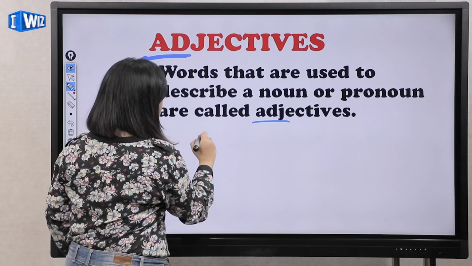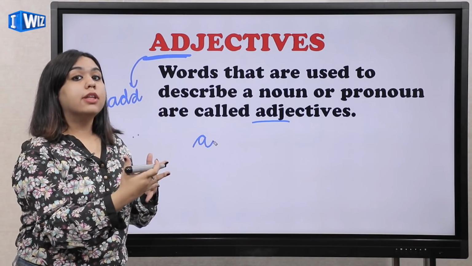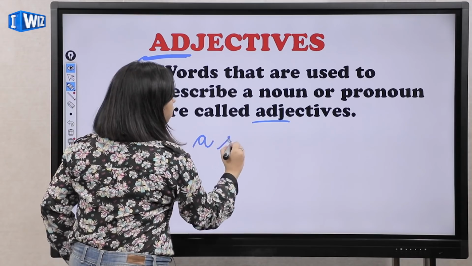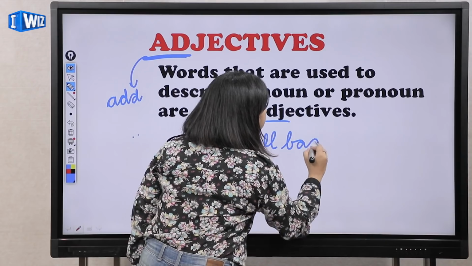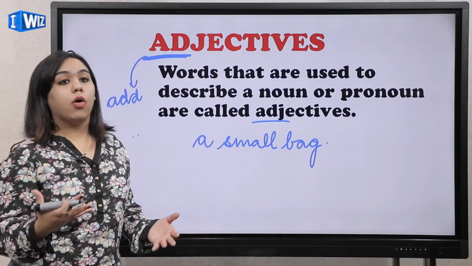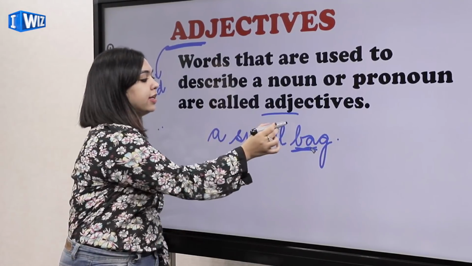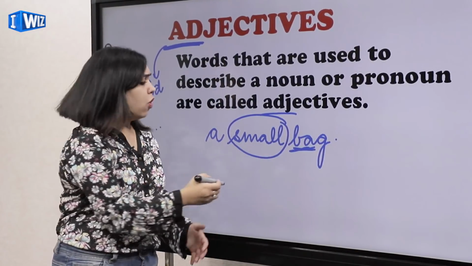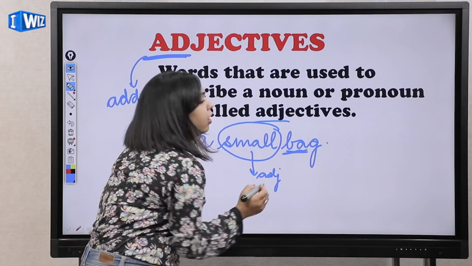Let's say if I talk about a bag, I see a bag lying over there and I'm describing that bag to you, and I say that a small bag. So here I am telling you more about this noun bag. So what am I telling you? That bag is really small. So small will be the adjective over here.